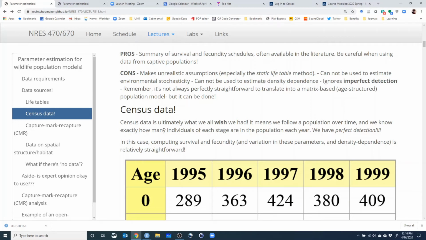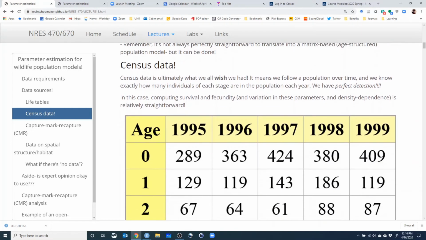So for a lot of reasons, this isn't perfect, but sometimes it's the best we have. What about census data? What is census data? Well, census data is what we wish we had. It's for all populations. It's when we have perfect detection, which I already said is unrealistic for most populations.